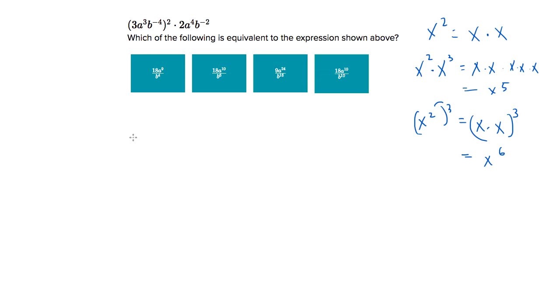Okay? So we have 3a to the third b to the negative 4th, squared, times 2a to the 4th b to the negative 2. That's another reminder. x to the negative 2 is equal to 1 over x squared. That's your final thing. If you raise something to a negative power, it puts it in the denominator.